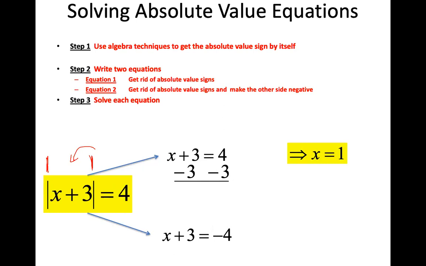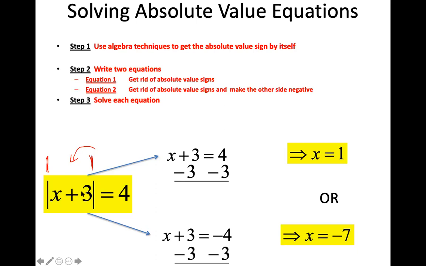On the second one, we subtract 3 from both sides, we get negative 7. The two numbers that make this true are 1 and negative 7. Hey, this is a compound answer right here. I didn't say compound inequality, it's a compound answer. It doesn't have to be both. It could be 1 or the other.